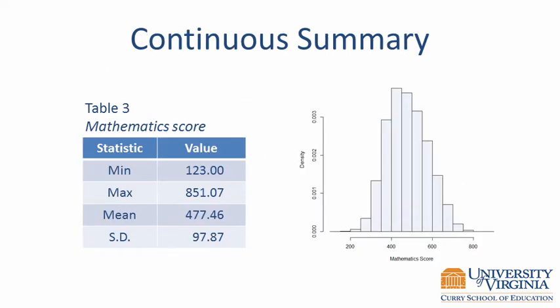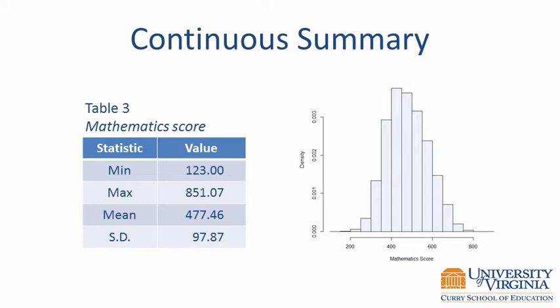Here we see a way to summarize continuous data. The table lists the minimum and maximum values along with the mean and standard deviation. We learn even more about the distribution through the histogram. Mathematics scores have a unimodal and symmetric distribution. A histogram is a good way to illustrate central tendency, variability, and the shape of a distribution.